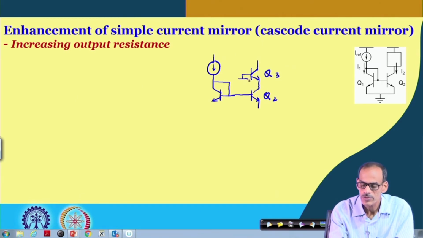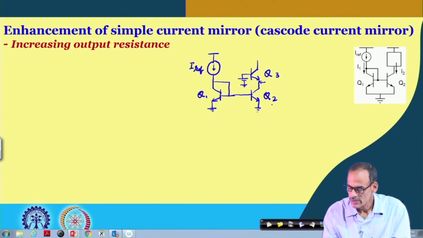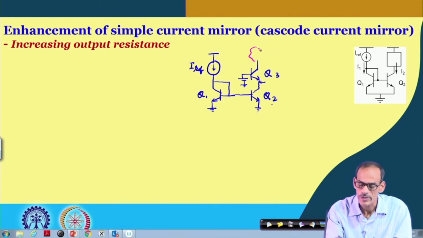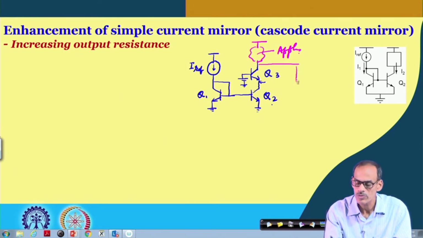We may have a meaningful voltage here. When I say meaningful voltage, what we are saying is that the voltage here should be such that transistor 2 is in the active region of operation. We have IREF, then this is connected to VDD, and then we have the application circuit here. This is the output voltage, and this is the current flowing through this circuit.